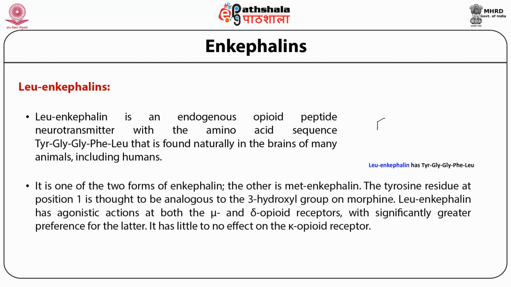The tyrosine residue at position 1 is supposed to be analogous to the 3-hydroxyl group on morphine. Leuenkephalin has agonistic action at both the mu as well as delta opioid receptors, with significantly greater preference for the latter. It has little effect on the K opioid receptors.